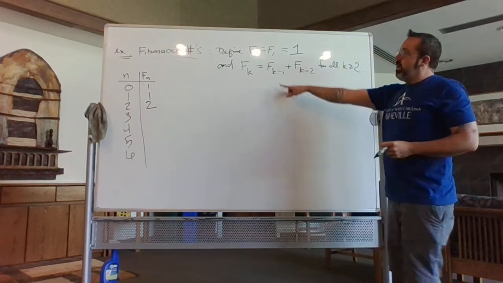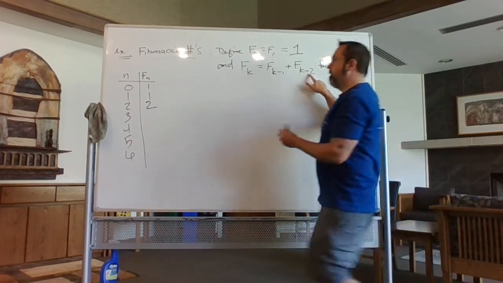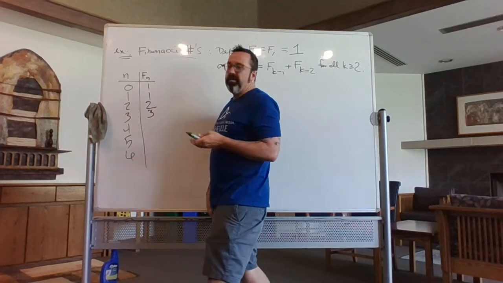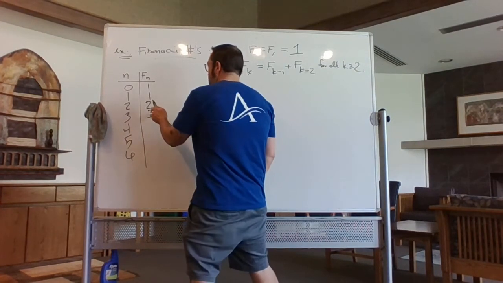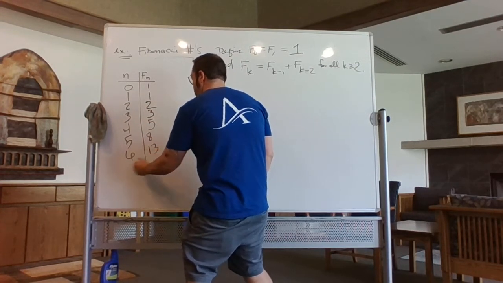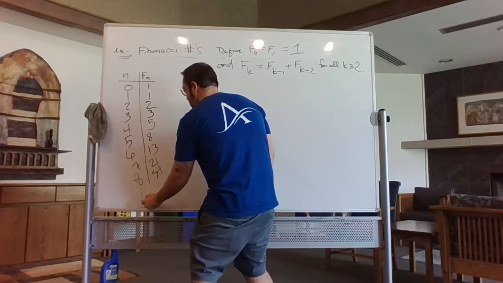For k equals 3, same deal. To find the 3rd term, we add the 2nd and the 1st. So 2 plus 1 is 3. For the 4th term, or the 5th actually, but the term number 4, we add the 3rd and the 2nd. And so forth. We can go through to our heart's content.